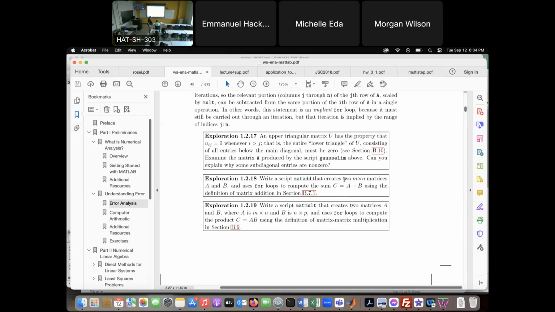Then you should generate a random matrix A of that size, M by N, and also a random matrix B. So a random matrix A, which is M by N.